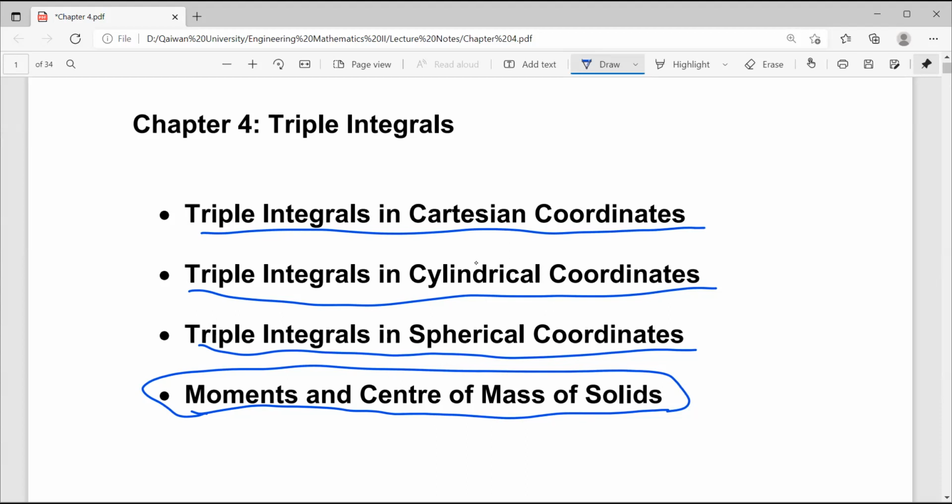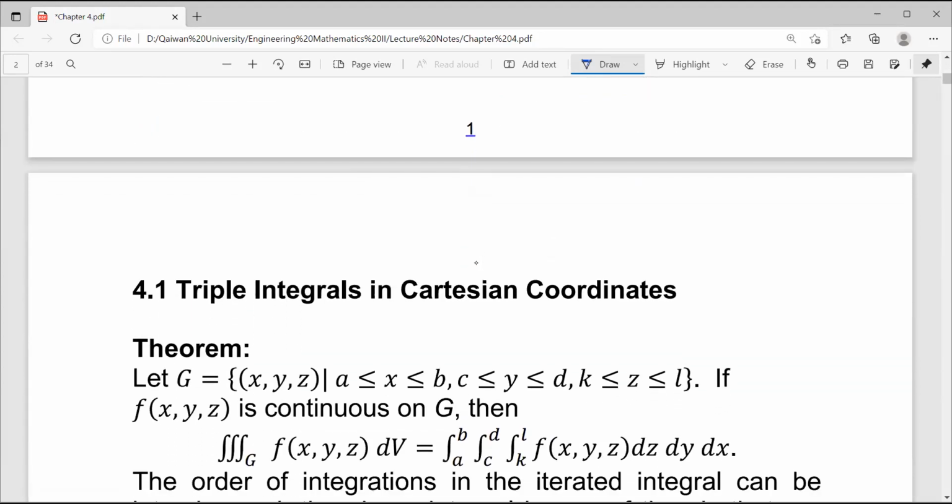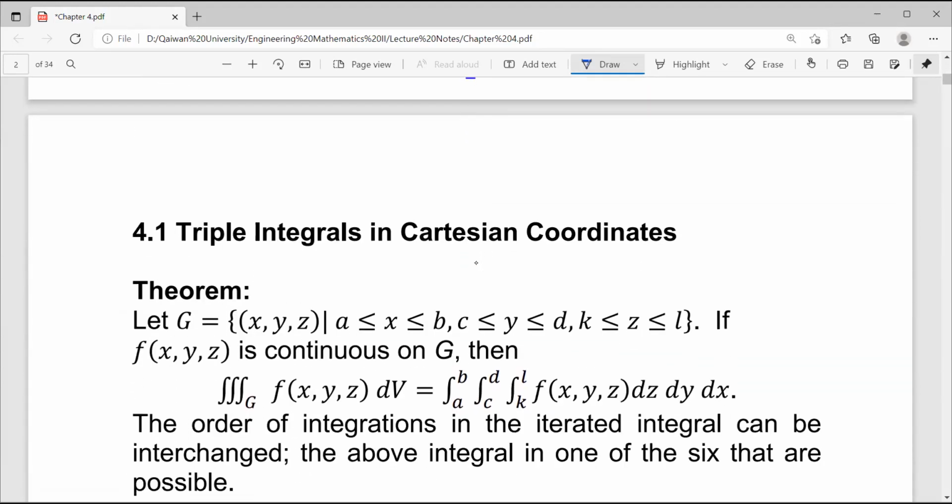We talk about these 4 topics in this chapter. The last one is the applications of triple integrals. First, we have triple integrals in Cartesian coordinates.